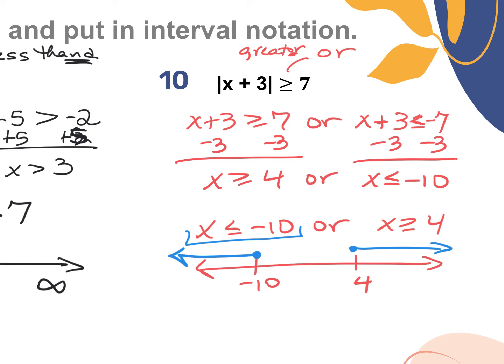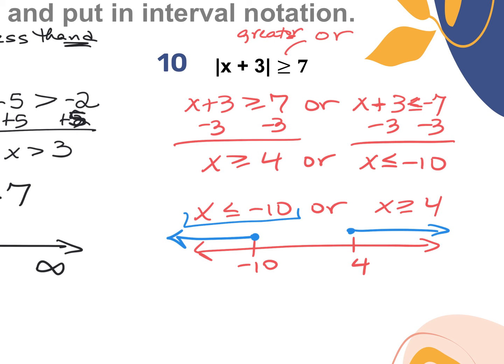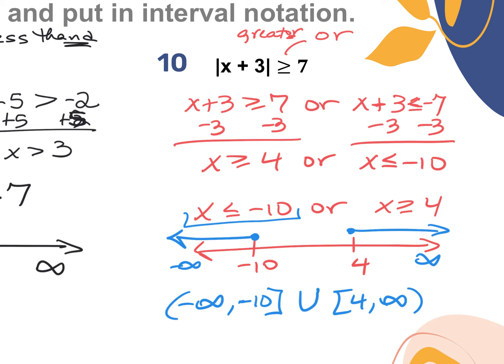And then to write this in interval notation, it goes from negative infinity up to the negative 10. It's got this little gap here, so I put a U there for the gap. And actually the 10, it gets a bracket. So this negative 10 gets a bracket because it was less than or equal to. The 4 gets a bracket as well. And going to infinity.